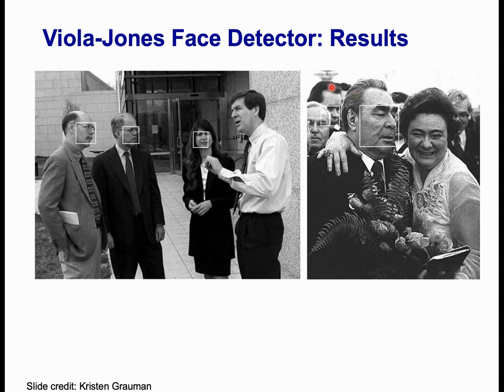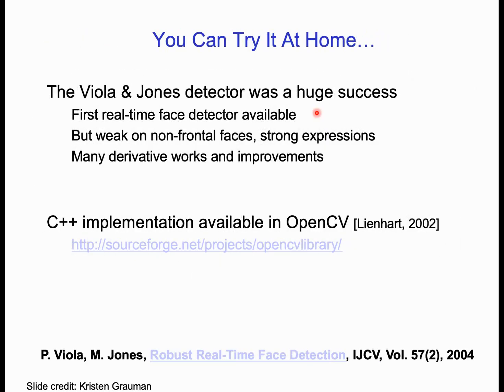Again, what we see here, in some of the cases, is maybe it's using the glasses quite accurately to identify the faces, while if it has a face that's really not frontal looking, it makes an error. So the Viola-Jones face detector was a huge success. It's the first real-time face detector available in computer vision, but it was weak on non-frontal faces. And whenever there were strong expressions, it made errors. There are many derivative works and improvements over the Viola-Jones detector, and there is a C++ implementation available in OpenCV that you can try right away.